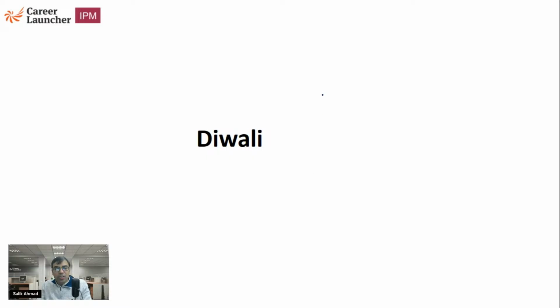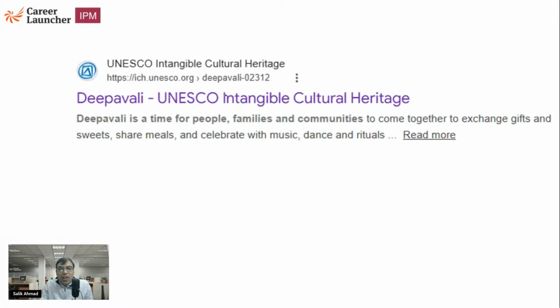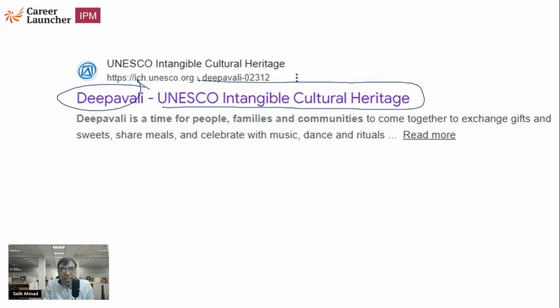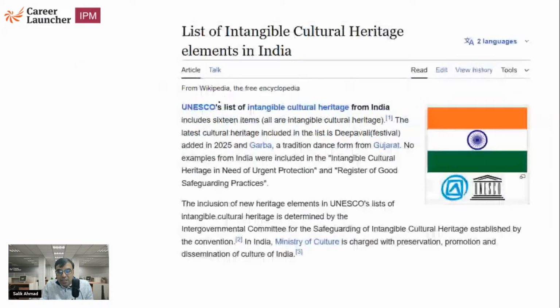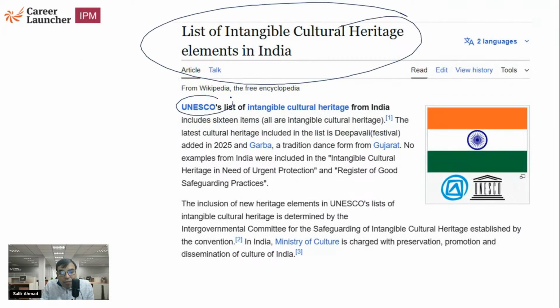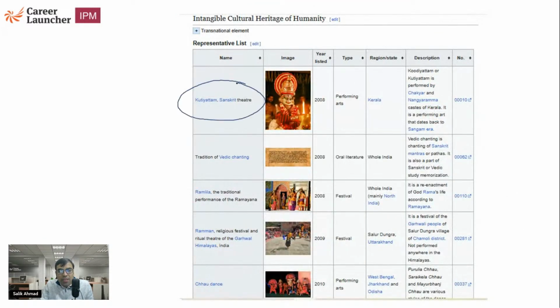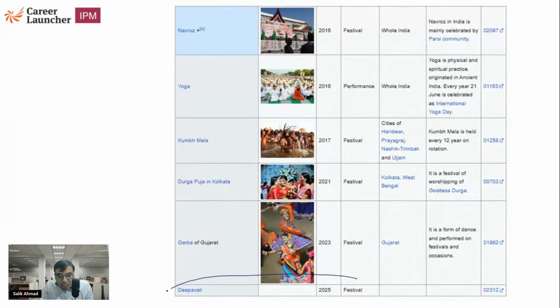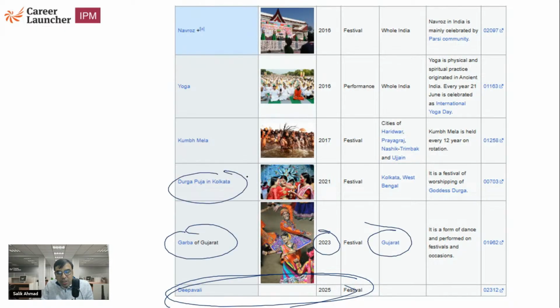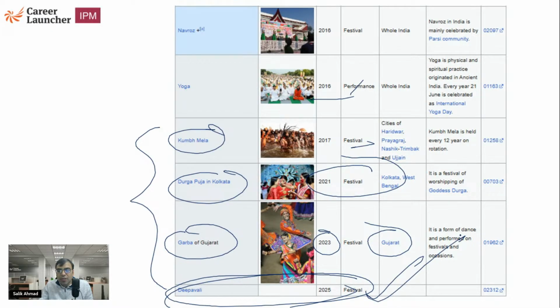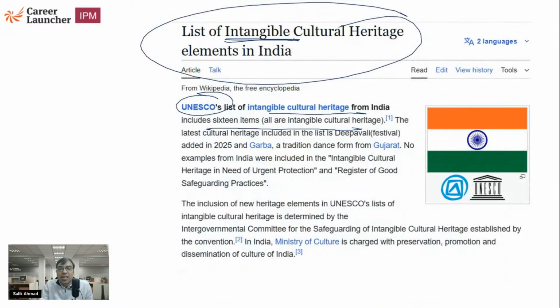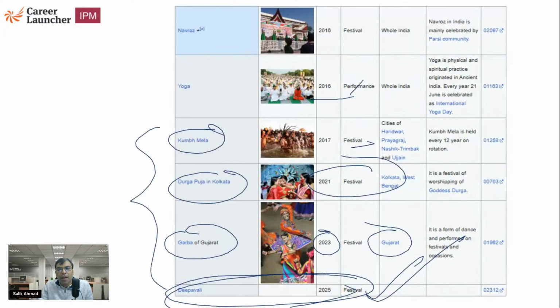Now, one more thing that was recently in the news was related with Diwali. Diwali or Deepavali was added in the UNESCO Intangible Cultural Heritage List. So, intangible means which cannot be touched. UNESCO comes up with the Intangible Cultural Heritage List. And the first one was Koodiyattam, Sanskrit Theatre, 2008 में add किया गया. फिर many others were added. The most recent addition is Deepavali in 2025. उससे पहले Garba of Gujarat was added in 2023. Then Durga Puja was added in 2021. उससे पहले कुंभ मेला ऐड हुआ था and others. But recent ones में सबसे important है Deepavali. ठीक है. I'm just giving an idea.